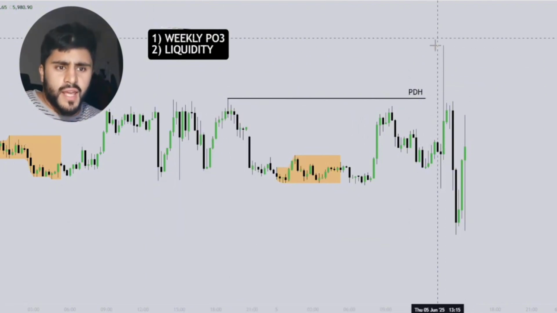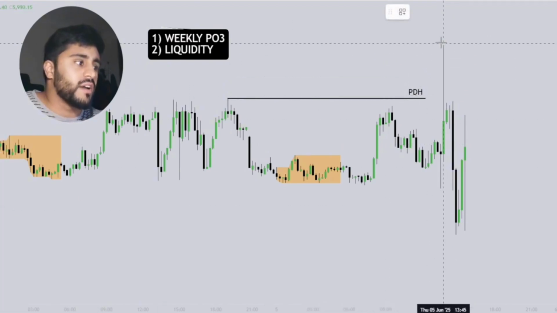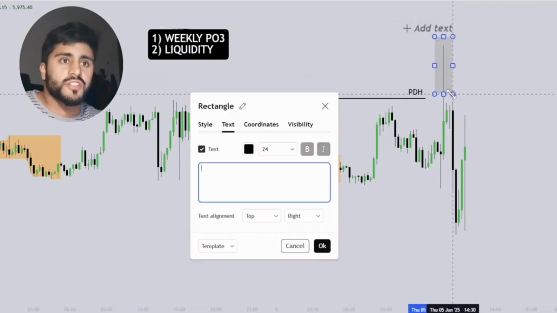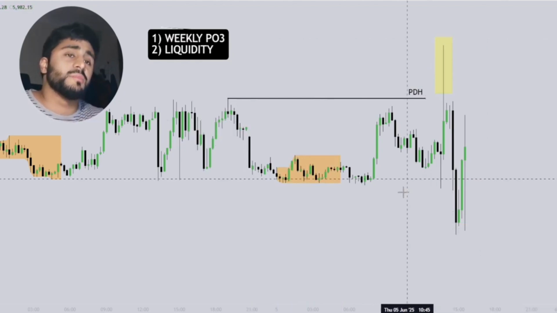This was around 8:45 a.m. Eastern time. So when I see this, I anticipate this is the high of the day, right? The ICT Judas swing, the manipulation, the turtle soup, whatever you want to call it. This here is essentially the manipulation of the price.